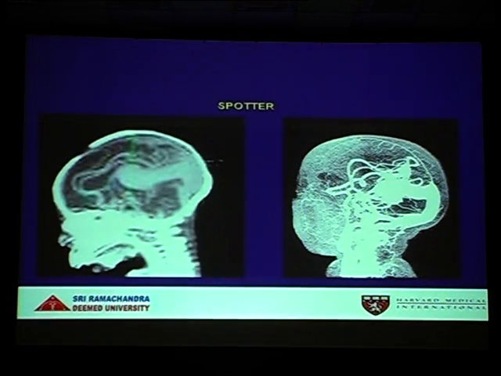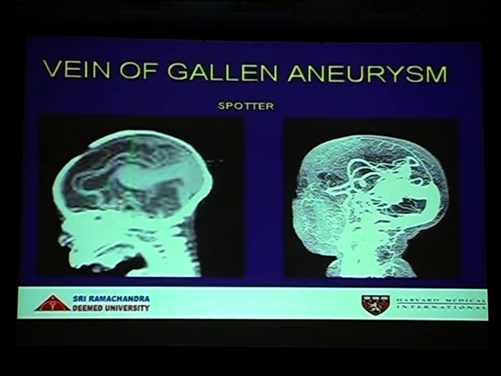Spotter. What is this investigation? MRA, very good. MRA, magnetic resonance angiography, where sometimes they'll give contrast or without contrast also, we can see. What you see here, a dilated one, what structure will come anatomically there? That's a vein of Galen aneurysm. That is a vein of Galen aneurysm.